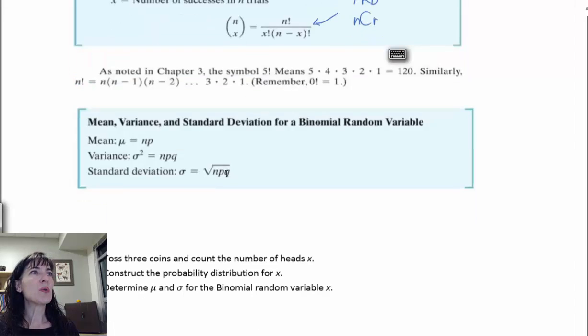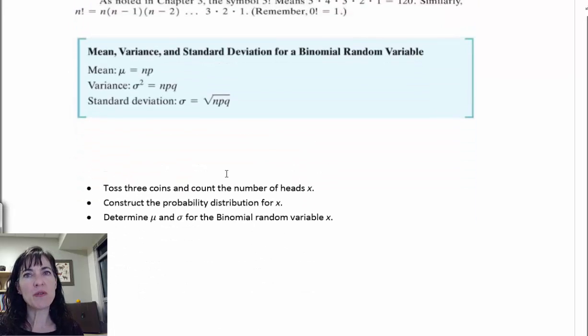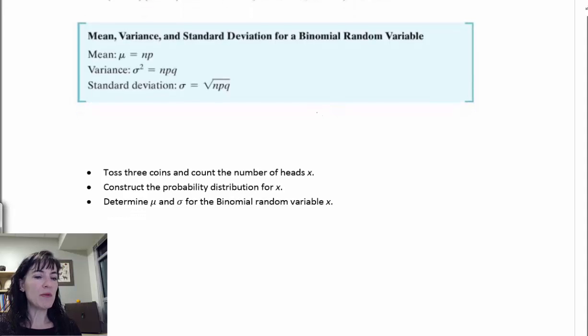All right, so if we want to know for a binomial random variable, we can find the mean. This is a little different than anything we've done before, but we can find the mean for that distribution, and it's going to be the n, or the sample size, times the probability of success. If we want to find the variance, it is just n times the probability of success times the probability of failure. And then standard deviation, of course, take the variance and take the square root of it.